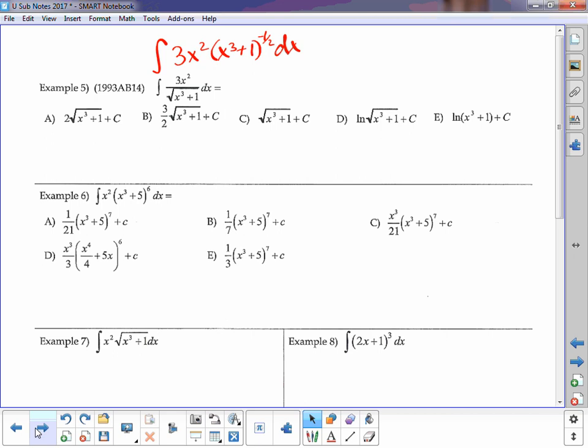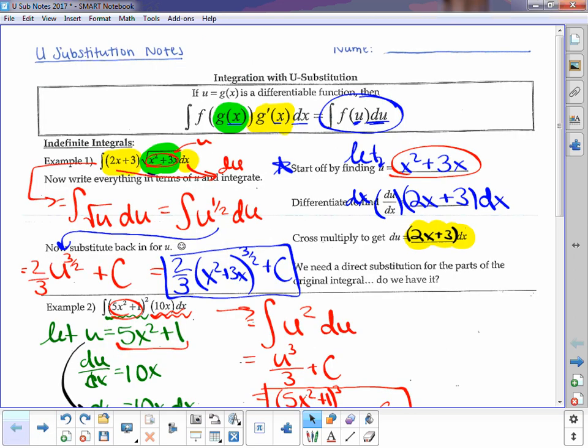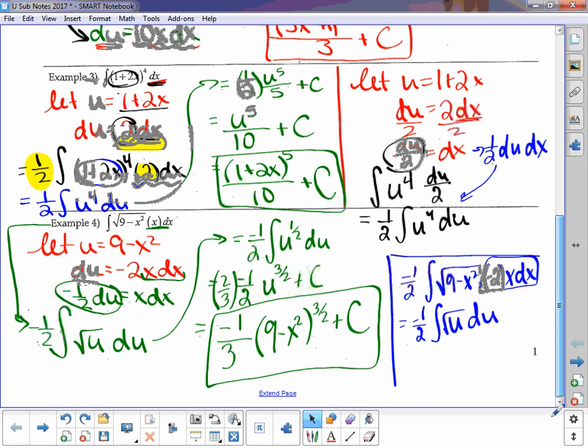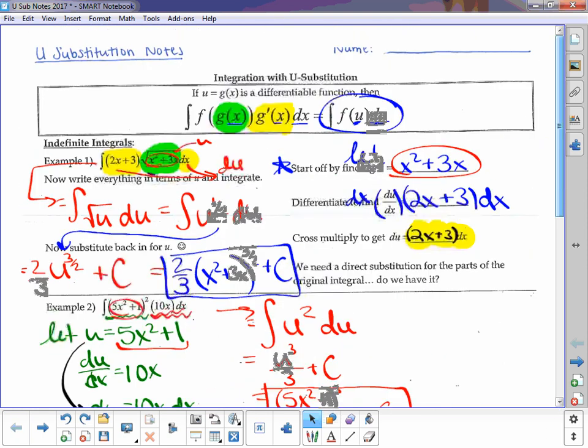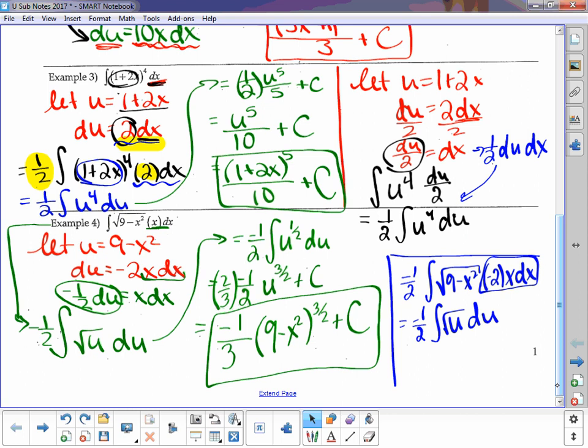All right, Joey asked a good question. He said, what's the purpose of this du? So I'm just going to take a look at our last problem we did. Well, remember, that's just our differential. dx simply tells me I'm integrating where x is my variable. And so when we change everything in terms of u, we want to be integrating with respect to u.